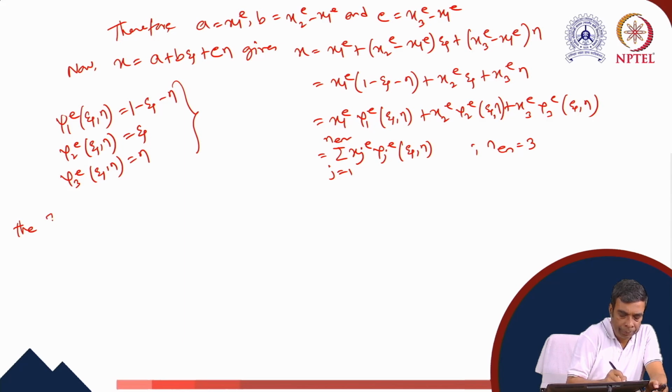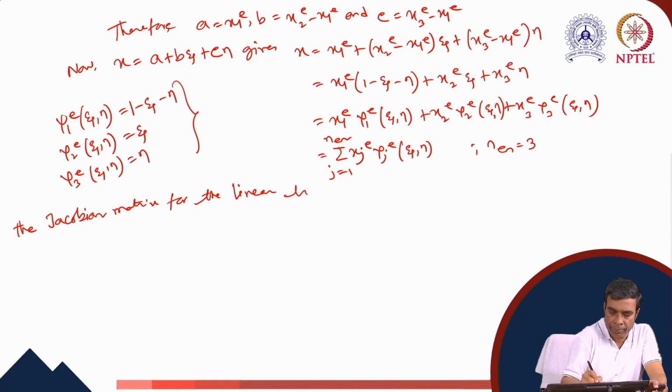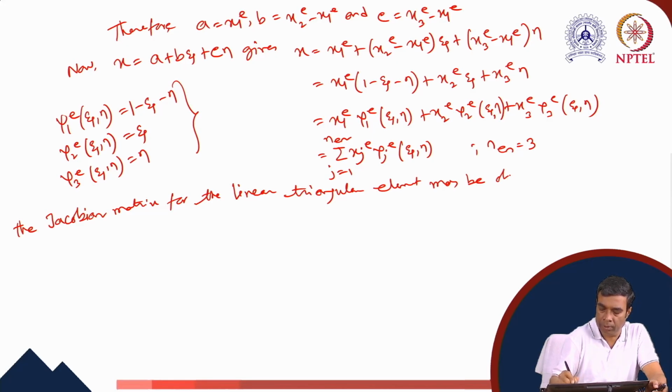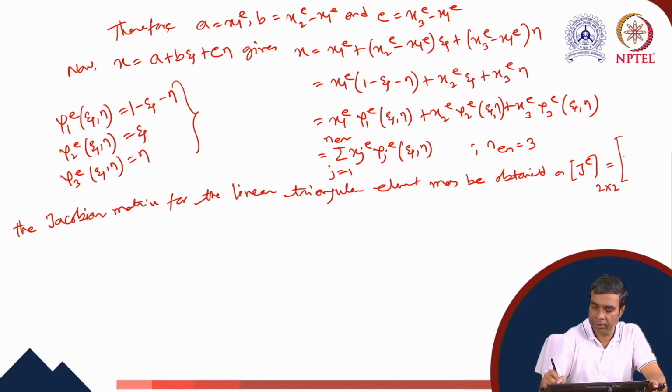The Jacobian matrix for the linear triangular element may be obtained as JE. It will be a 2 by 2 matrix in 2 dimensions: del x del xi, del y del xi, del x del eta, del y del eta.